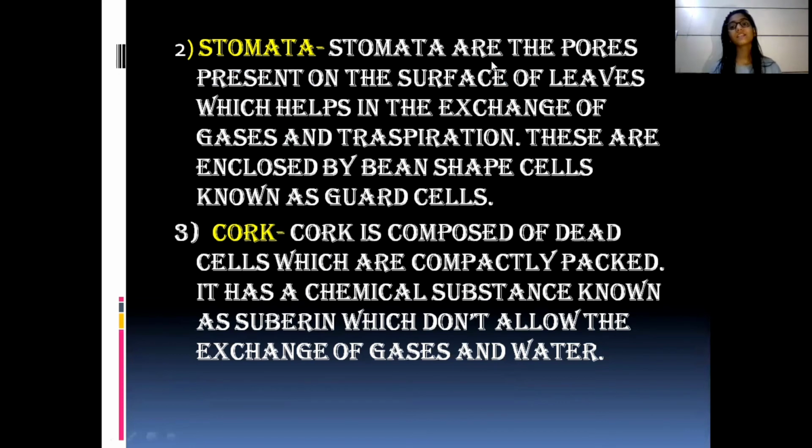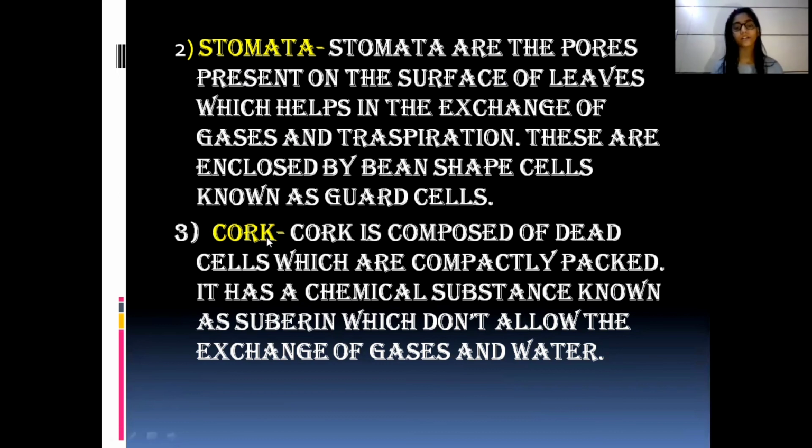Stomata. Stomata are the pores present on the surface of the leaves which help in the exchange of gases and transpiration. These are enclosed by bean-shaped cells known as guard cells. We have been studying stomata since class 6, that it has guard cells and all, and it is a pore on the leaf. We have to remember its function, that it helps in the exchange of gases and transpiration, and transpiration is the evaporation of the excess amount of water from the plant.